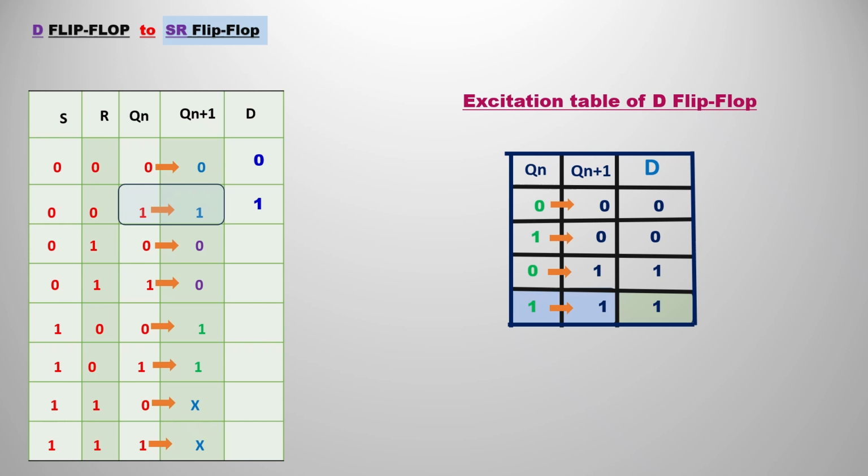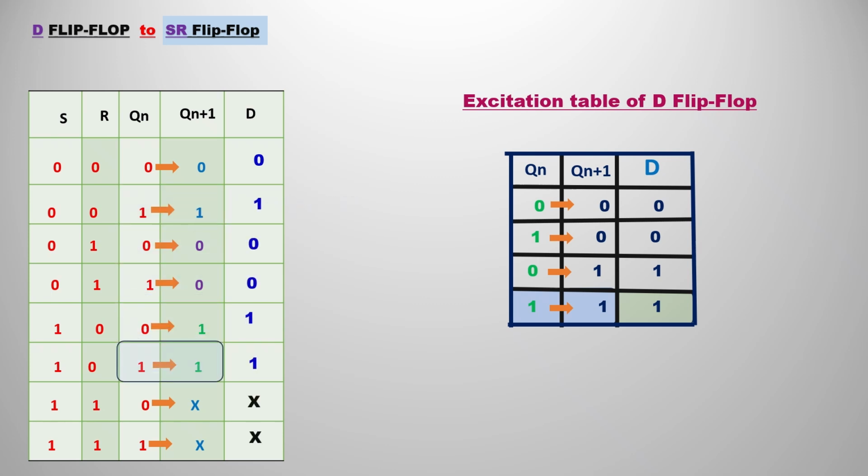Similarly, if you observe the next case, the present state is 1 and the next state Qn plus 1 is also 1 in the SR flip-flop truth table. If you observe the same transition in the excitation table of the D flip-flop, the present state to next state is 1 to 1, and the corresponding D is 1. So fill directly in the truth table of the SR flip-flop, 1.